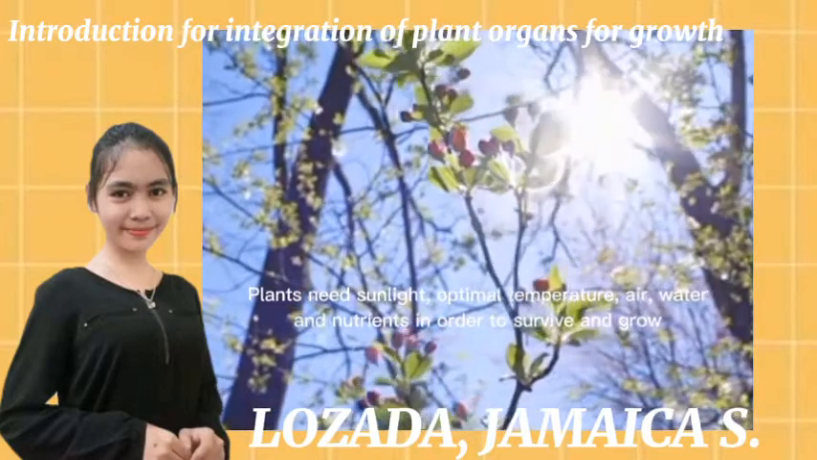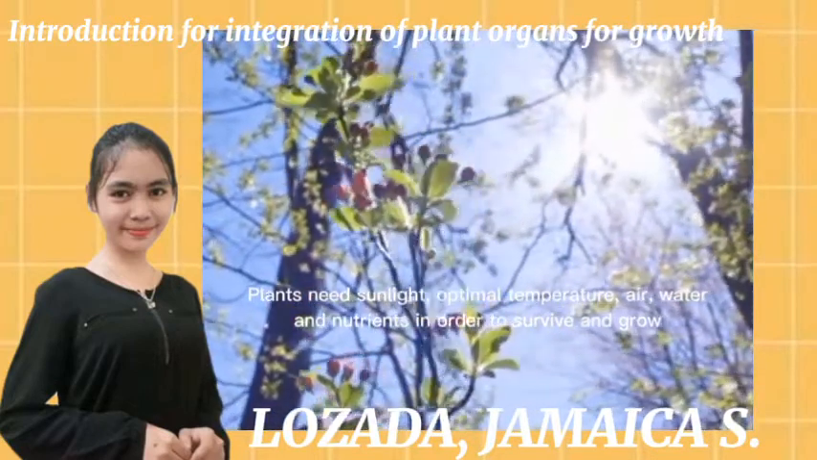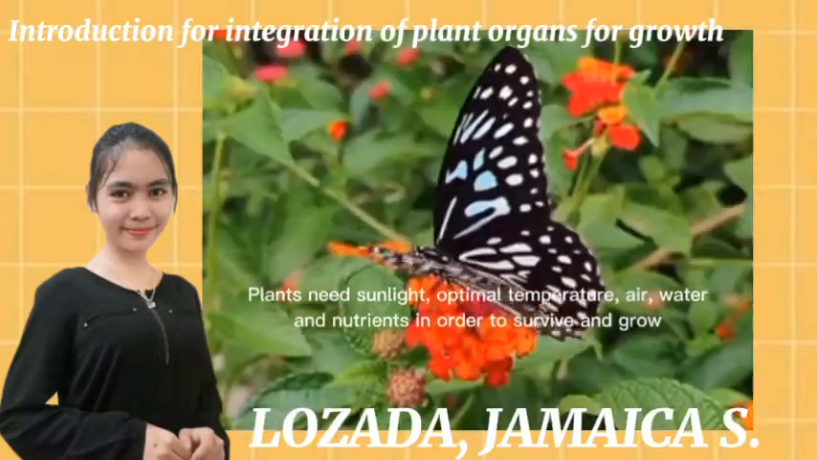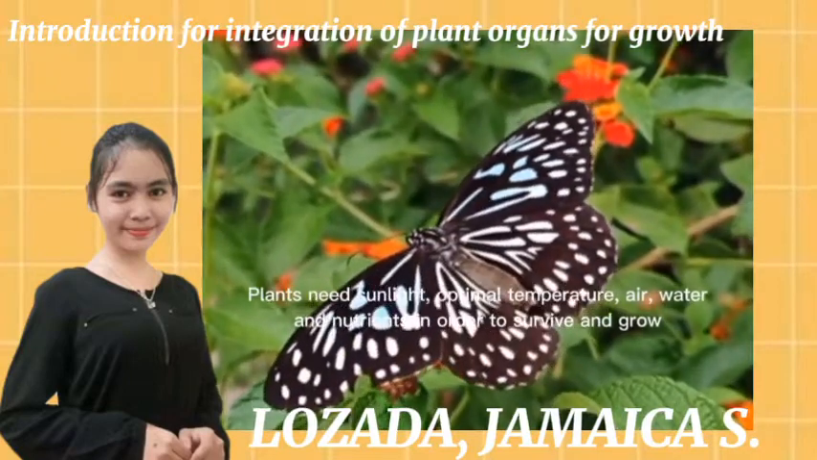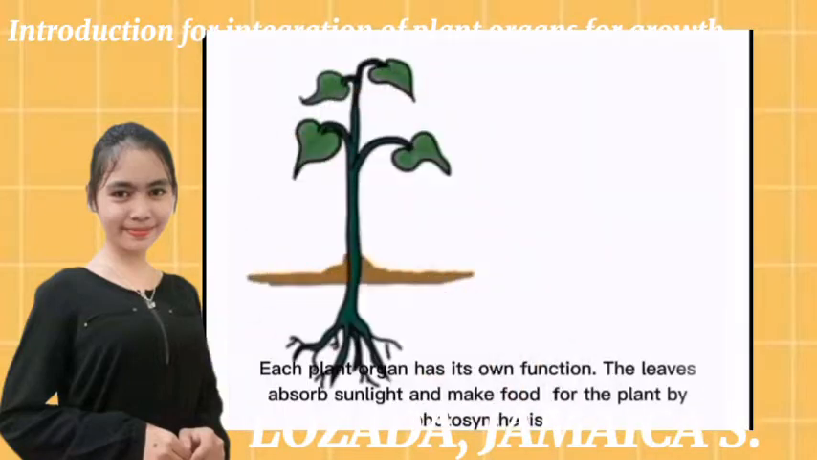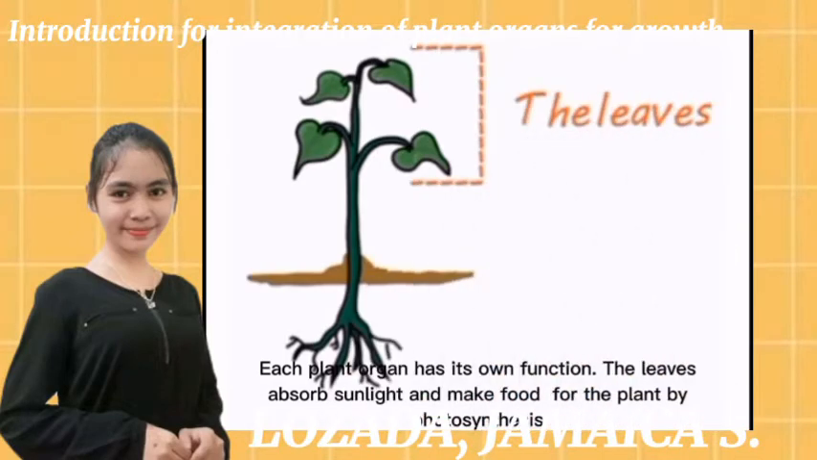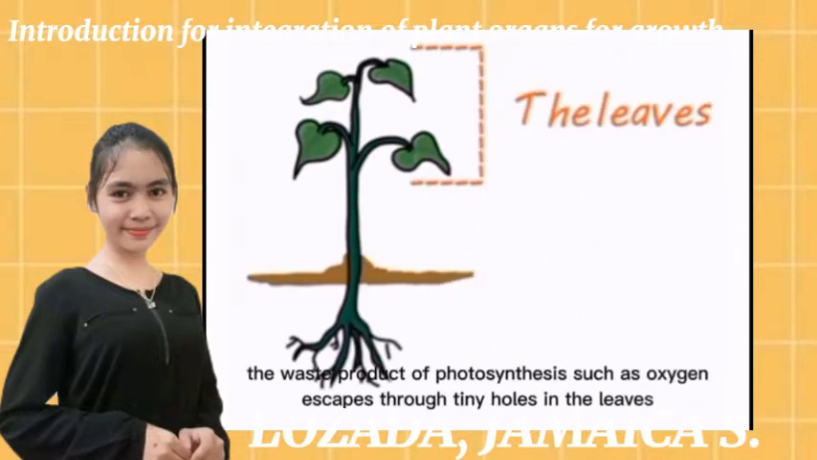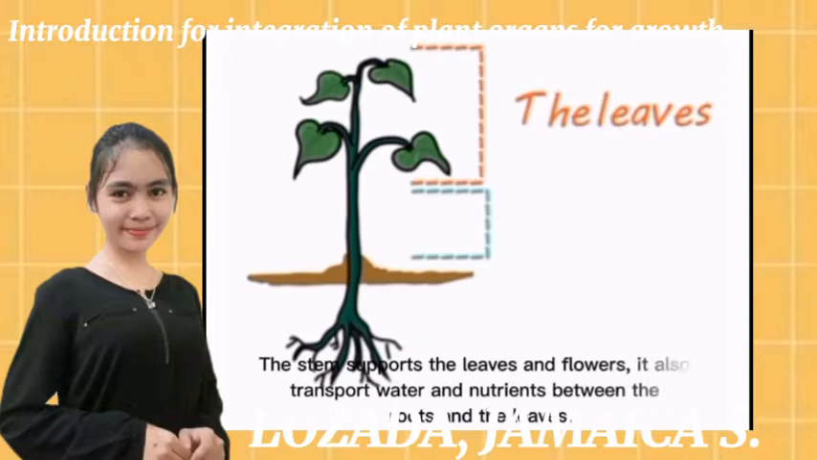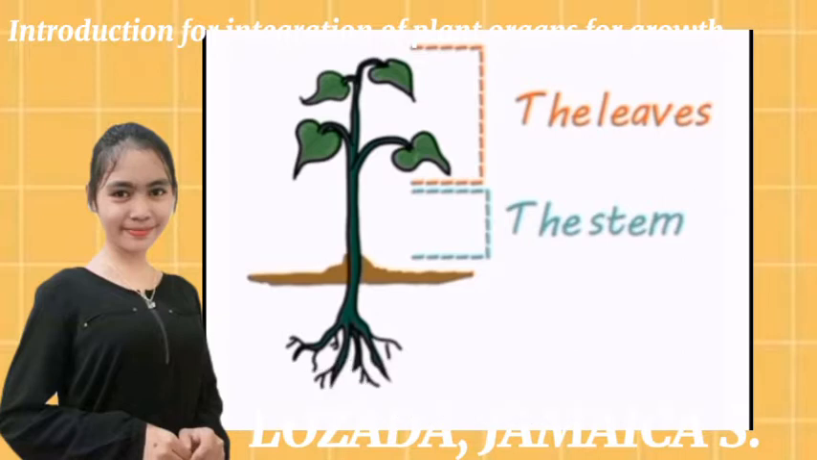Plants need sunlight, optimal temperature, air, water, and nutrients in order to survive and grow. Each plant organ has its own function. The leaves absorb sunlight and make food for the plant by photosynthesis. The waste product of photosynthesis, such as oxygen, escapes through tiny holes in the leaves. The stem supports the leaves and flowers. It also transports water and nutrients between the roots and the leaves.